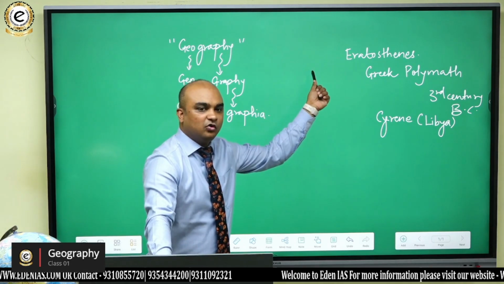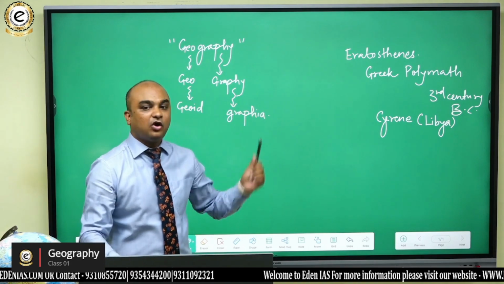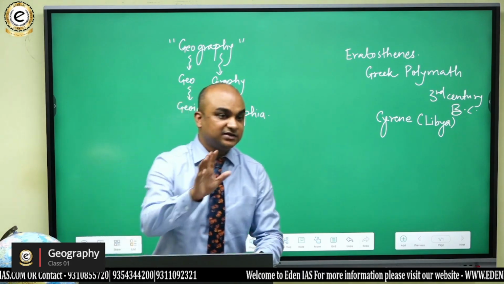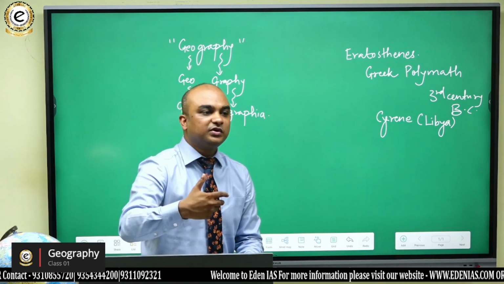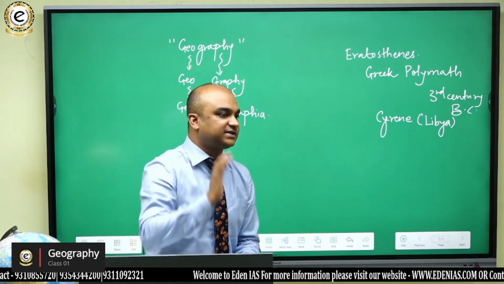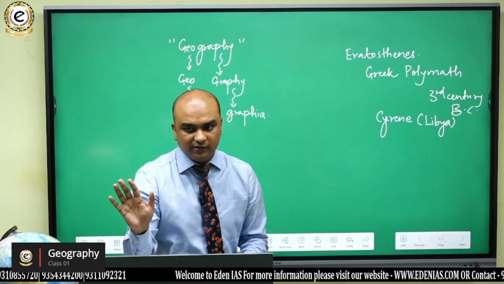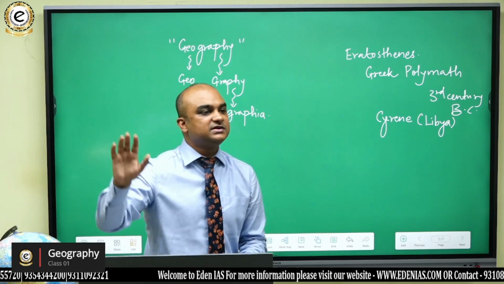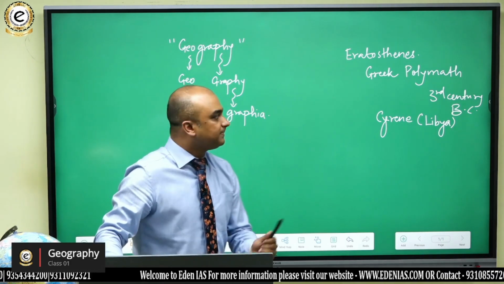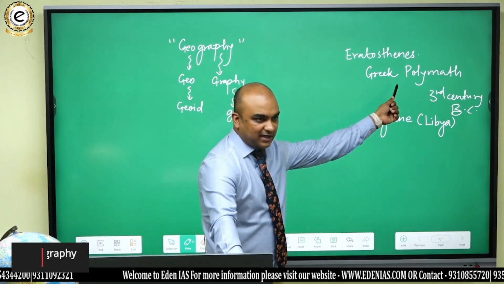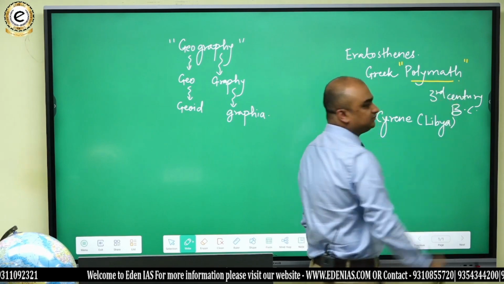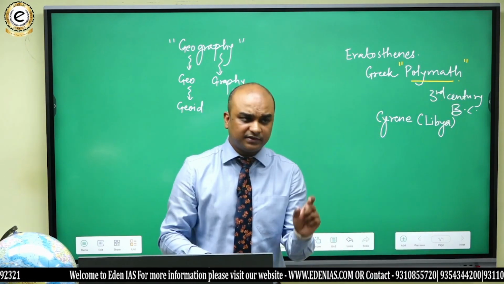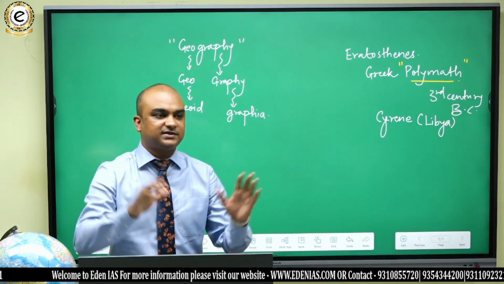Before him, whoever studied geography did not call himself or herself a geographer, called himself or herself a student of universal sciences or earth sciences. But the word geography was not there in the literature. Got it? He is a Greek polymath. अब इस word का मतलब समझते हैं. What is the meaning of the word polymath? A polymath is a person who studies various subjects.